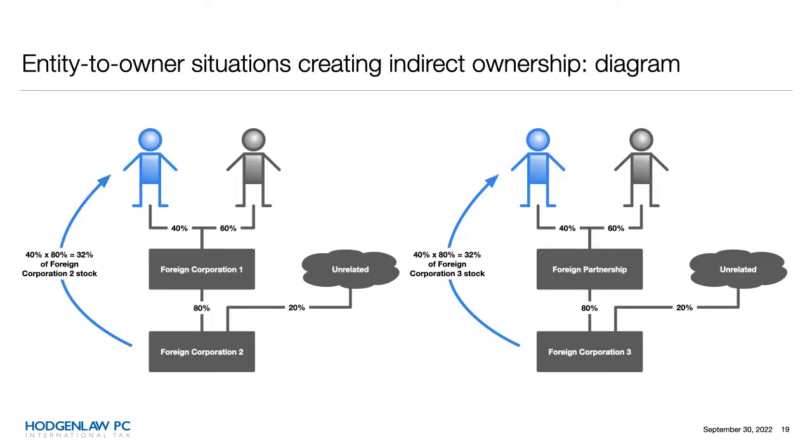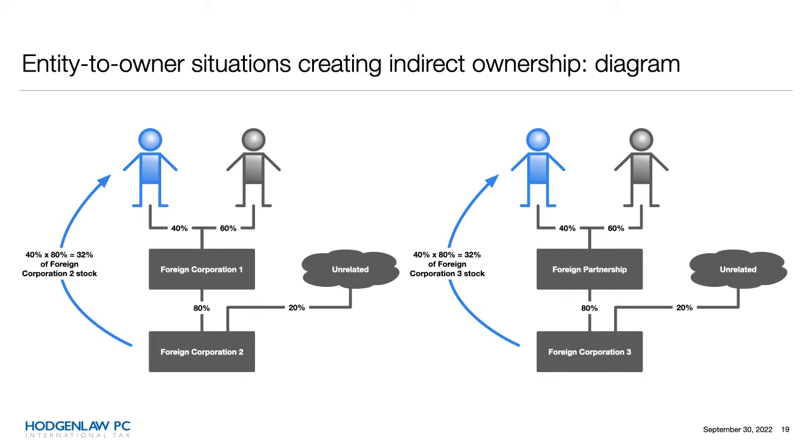Here's a couple of examples: a corporate structure on the left, partnership structure on the right. The concepts are the same. I've got the same numbers in the examples both times, and you'll see that the math is the same both times. You own 40% of parent company on the left. Parent company owns 80% of subsidiary, foreign corporation 2. 40% times 80% equals 32%. And so that is your ownership interest in the foreign corporation.